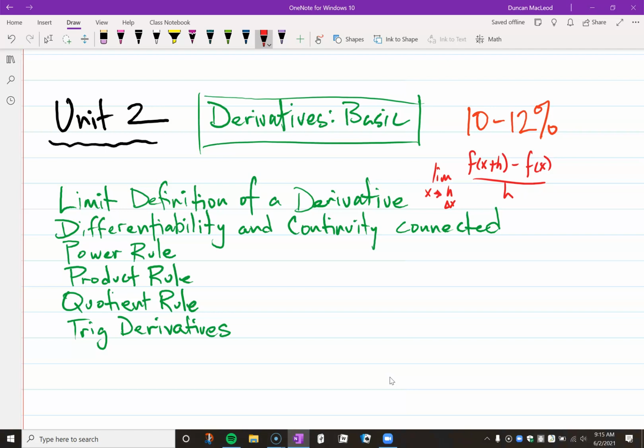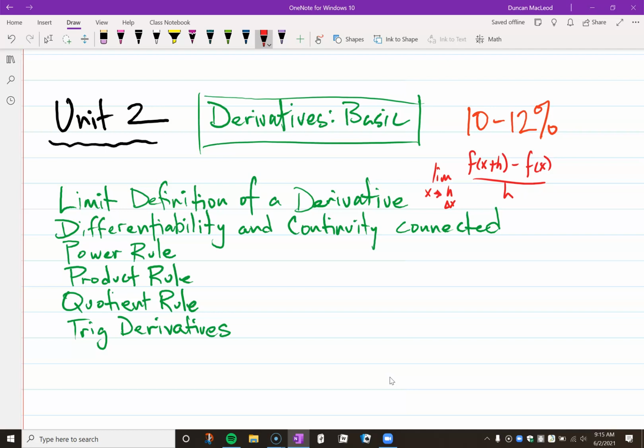Basically, it can only be differentiable if it's continuous. So if you're asked to find the derivative at x equals 2, but it's not continuous at x equals 2, then that means it's not differentiable there and it would have no derivative or no slope. So the only way you can have a slope, differentiability means derivative, the only way you can have a derivative at a location is if it's continuous at that location. And you might get questions associated with that.